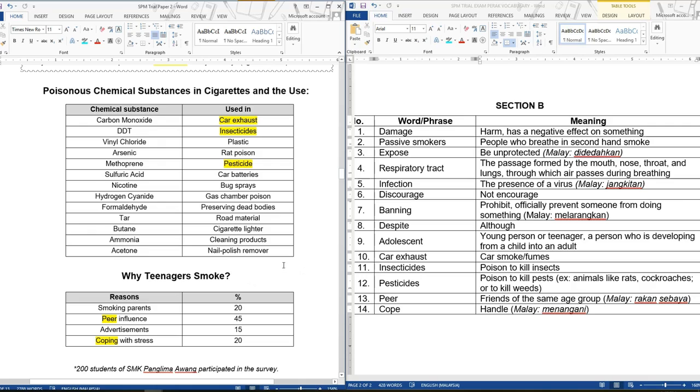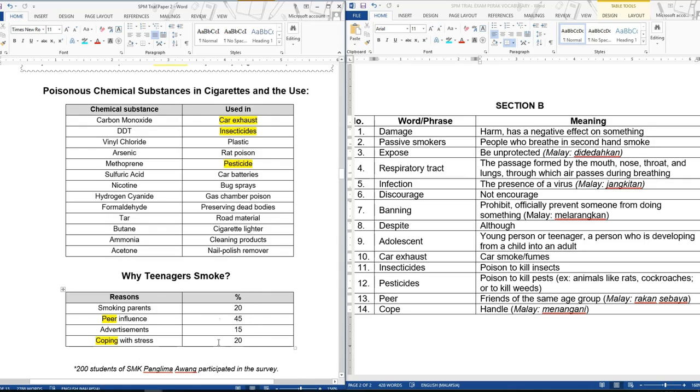Moving on to the second graphic organizer. So here in this table right here, they have told you why teenagers smoke. So there are 4 reasons. Smoking parents. So they're 20% of the respondents. Peer influence, 45% of the respondents. Advertisements, 15%. And the last one is coping with stress, 20%.